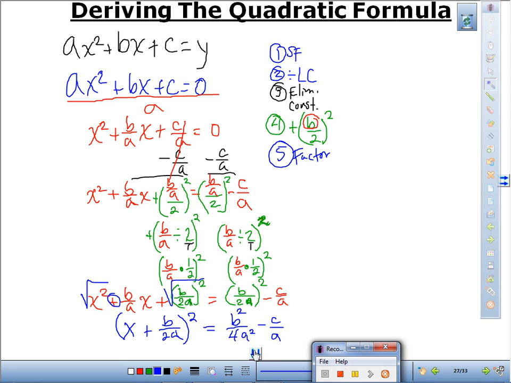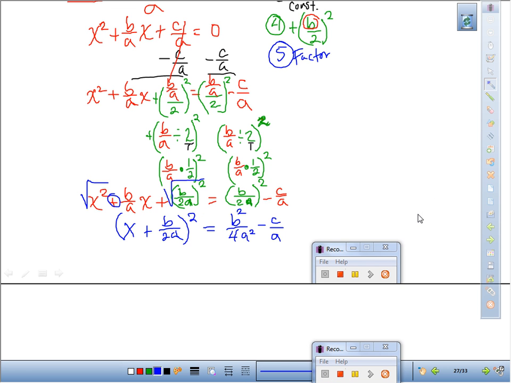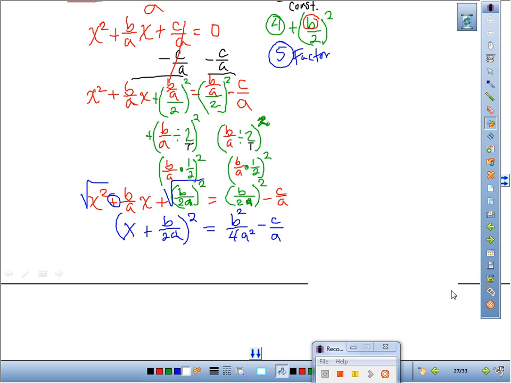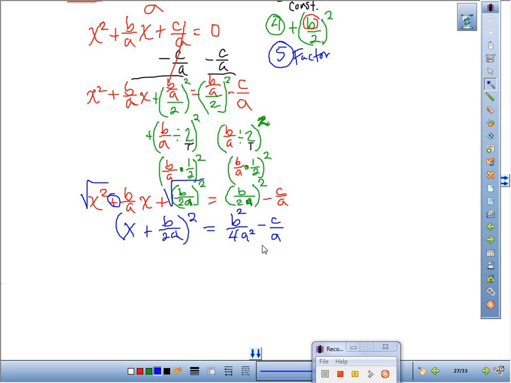All right. So we checked for standard form, divided by the leading coefficient, eliminated the constant, added b/2a, factored. We're at this point. Before I move on to step 6, I still have something that hasn't been simplified. Let me create some space here. Check this out. There's 2 fractions here that haven't been simplified. Who sees the fractions here?